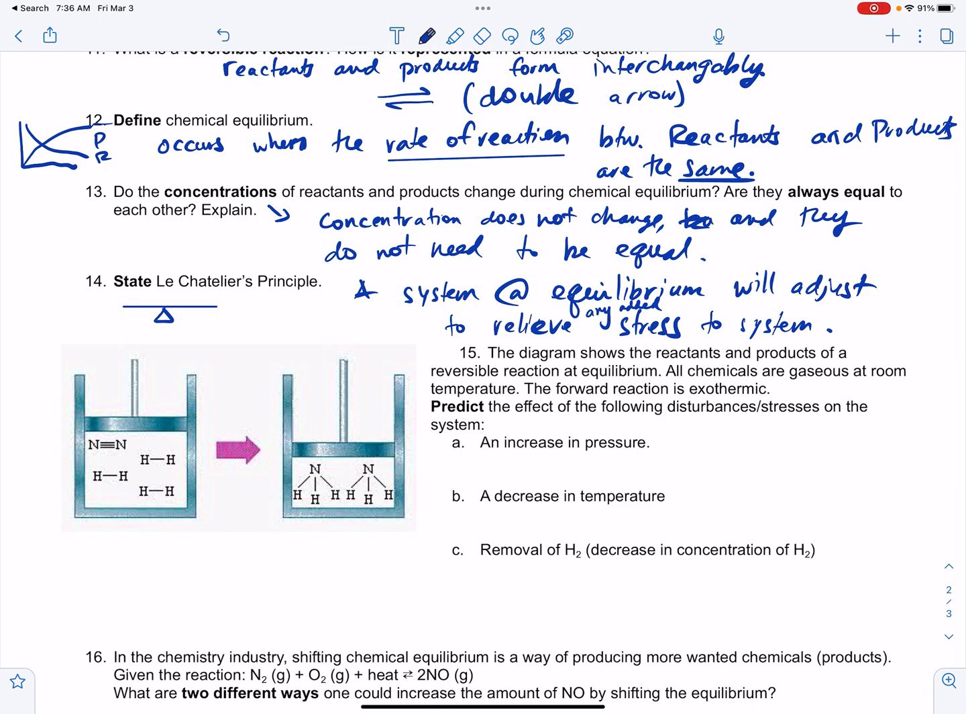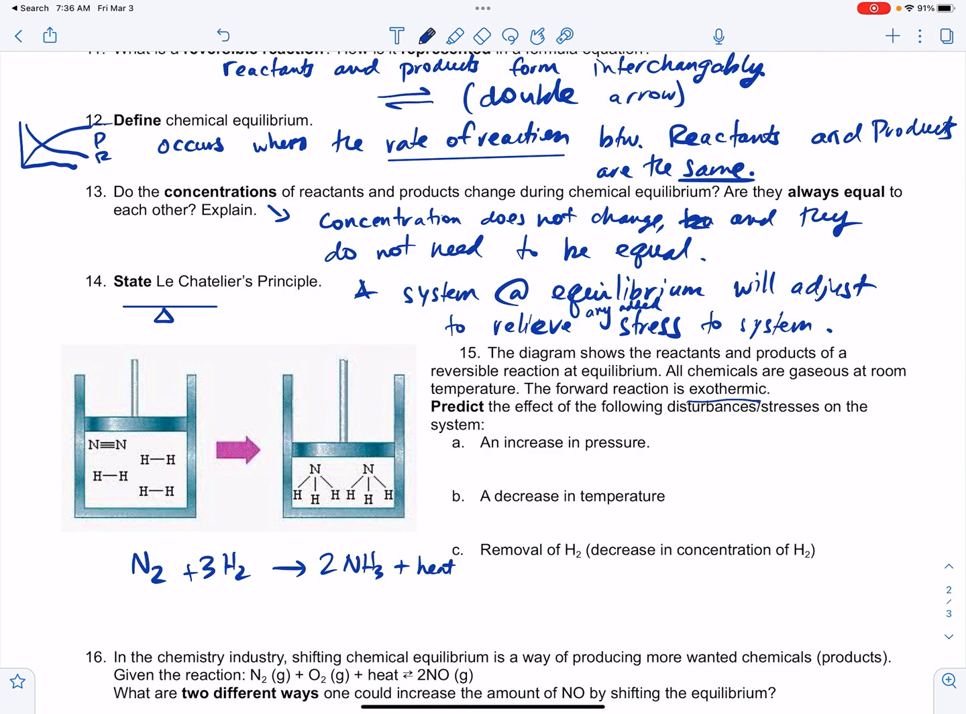The diagram shows the reactants and products of a reversible reaction at equilibrium. All chemicals are gaseous at room temperature. The forward reaction is exothermic. Predict the following. Okay. This is going to help if we write this as an equation because you might not be used to this, right? So here's N2, and then this little fella, plus 3H2 yields 2 molecules of NH3, and it's exothermic plus heat. Okay. All right, because there's exothermic right there.